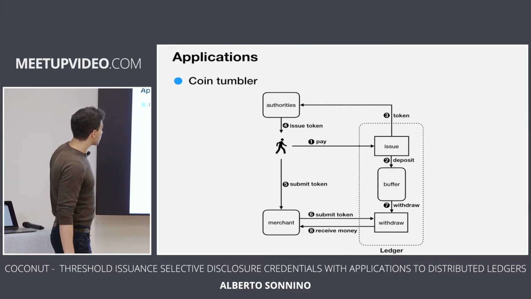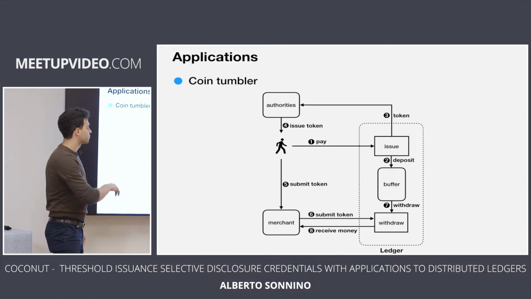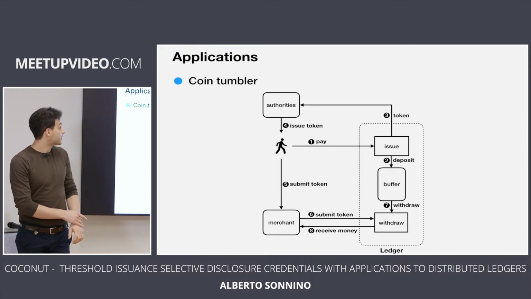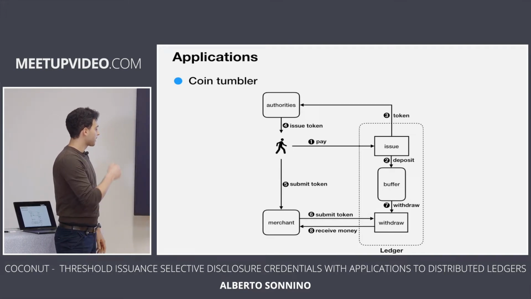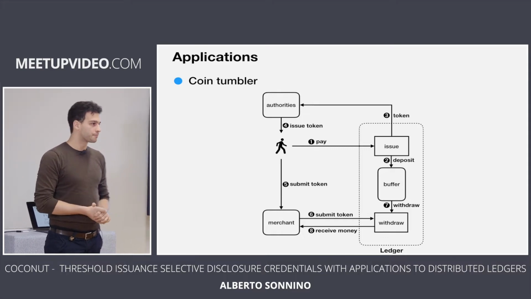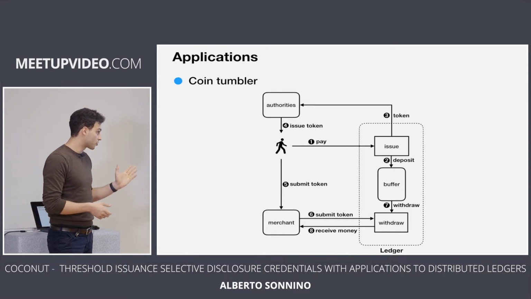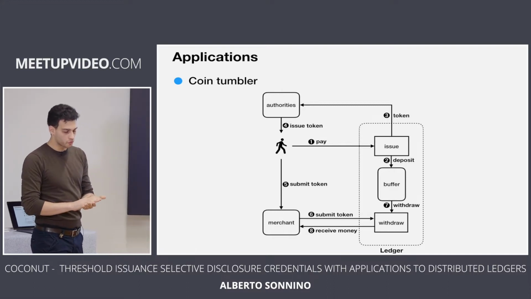So how does it work? You put some coins on the contracts that goes to, let's say, a buffer account, and after that, the authority issues you a token. You can take that token. It's a credential, so you can randomize it. And so that token is issued, in our implementation, if I remember correctly, over 2 attributes.